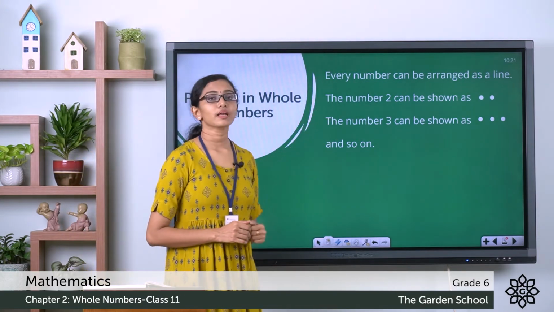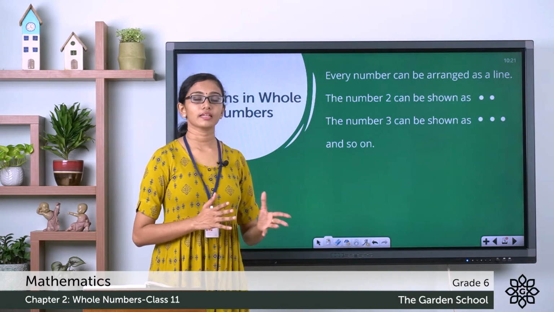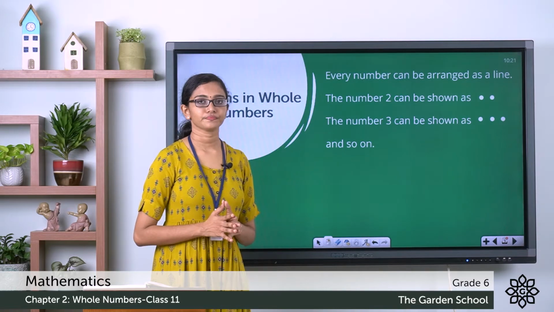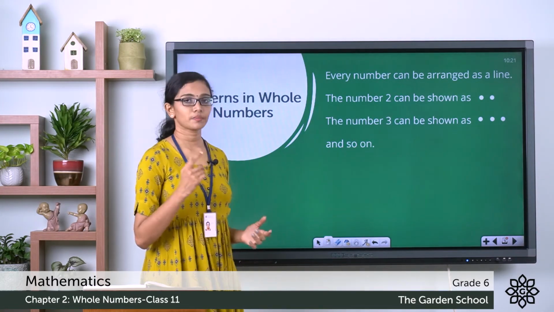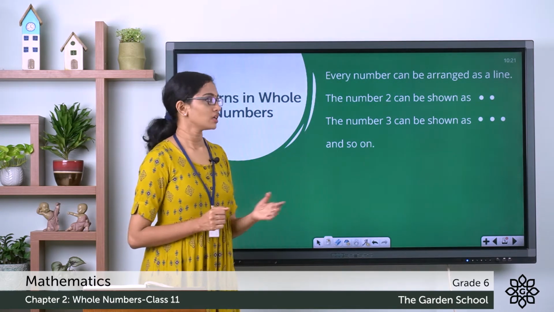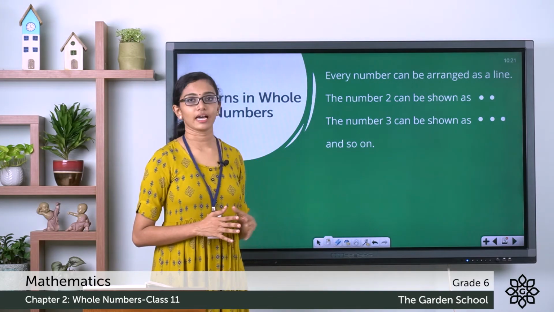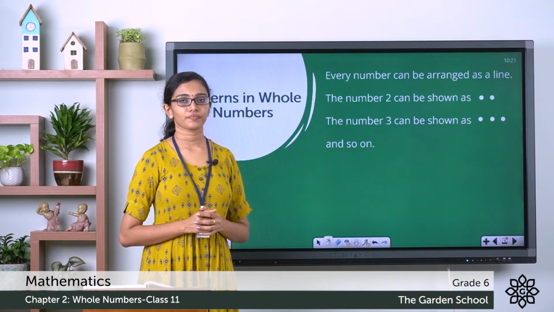For example, you have the number 2 given here, and I'm going to represent the number 2 using dots on a line. See, I've got 2 dots here. Each dot represents 1. So that means 2 dots equal the number 2. So here the number 3 is also represented as a line using dots. So we have 3 dots here.